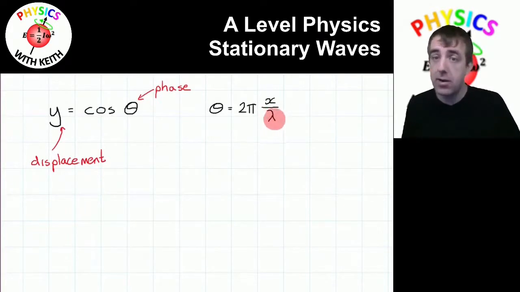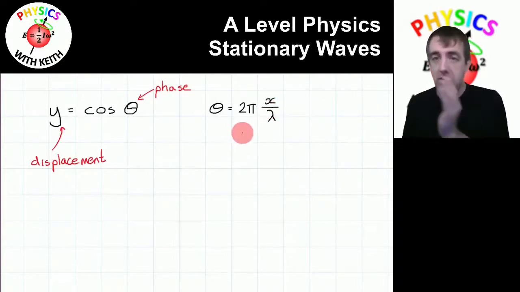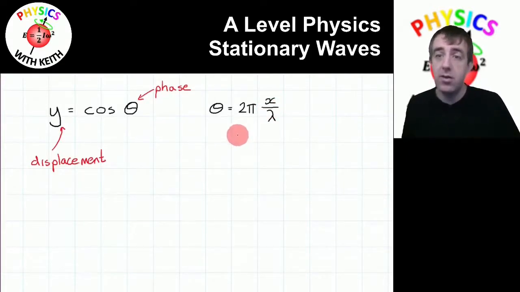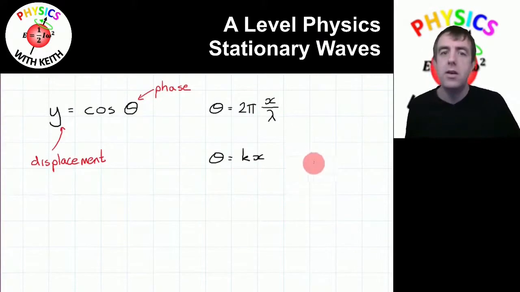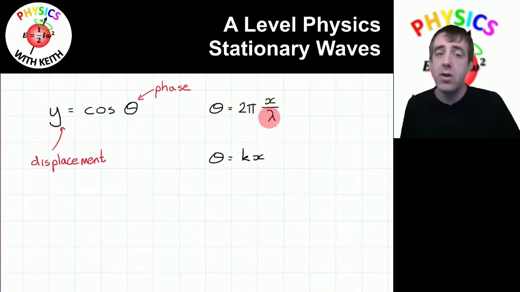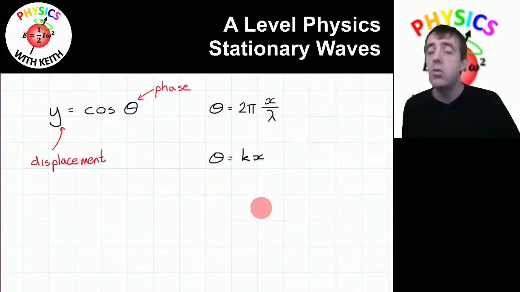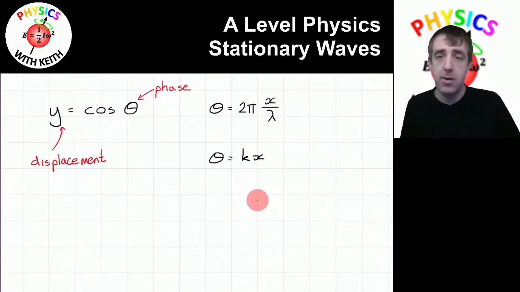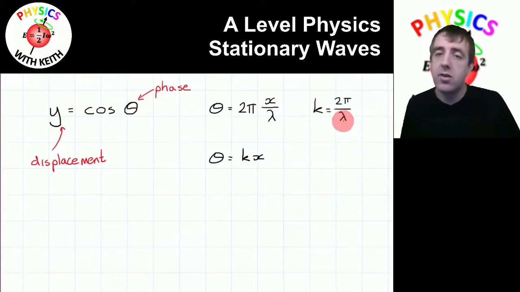Lambda is the wavelength, which is the distance in the x direction from one peak to the next. From one peak to the next is a phase difference of 360 degrees, or 2 pi radians, which I'm using here. And all I'm doing is saying that 2 pi over lambda is equal to k, where k is what we call the wave number. As wavelength increases, wave number decreases.